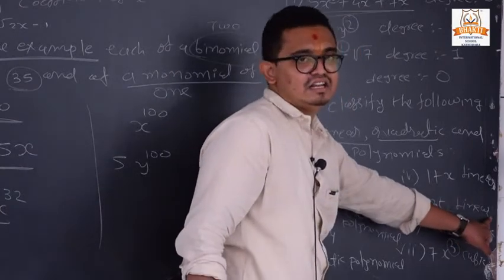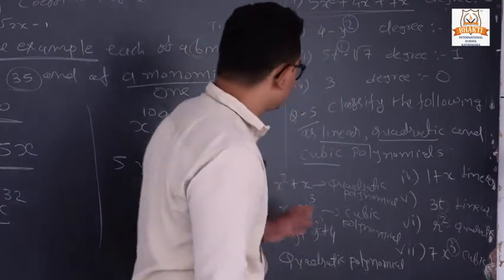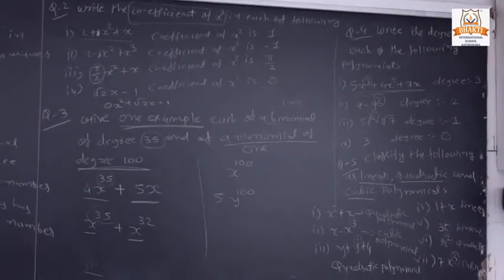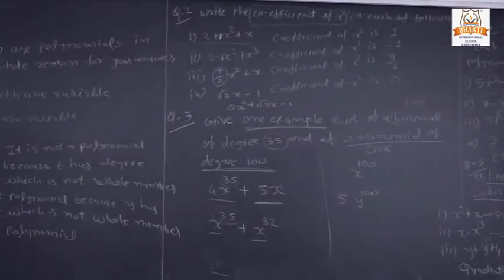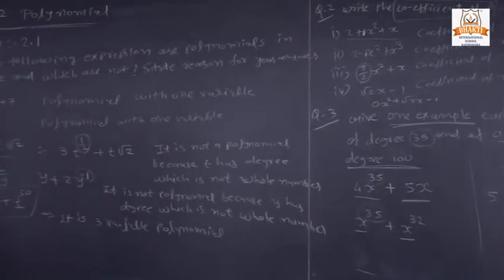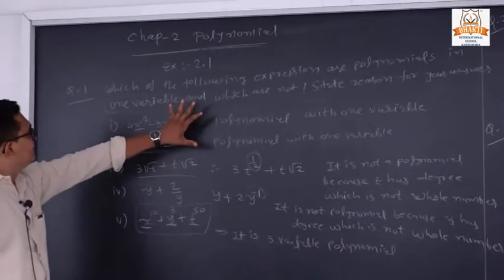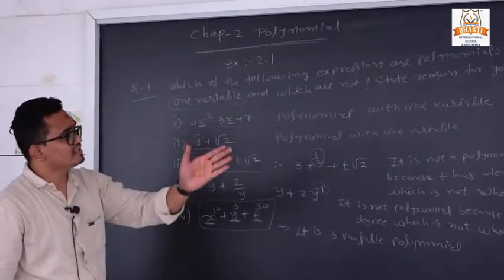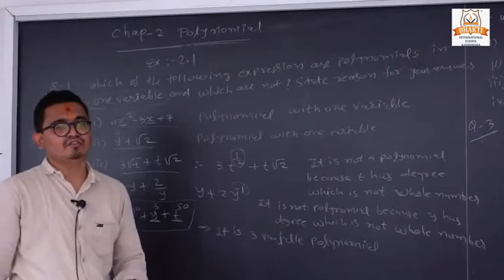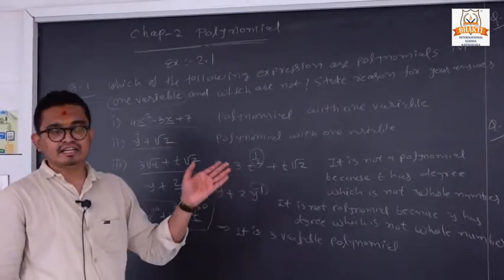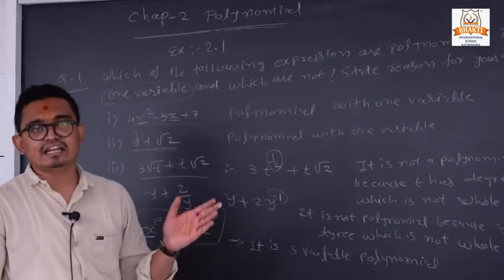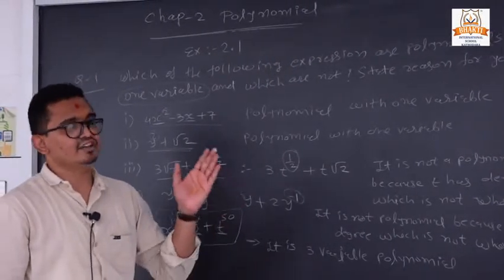So that is all about our exercise number 2.1, in which we learned 4 basic concepts. First of all, we identified how many types of polynomial there are according to the degree. We also learned what the coefficient is, what the degree is, and according to the degree we classified the different kinds of polynomial, like linear, quadratic and cubic polynomial.